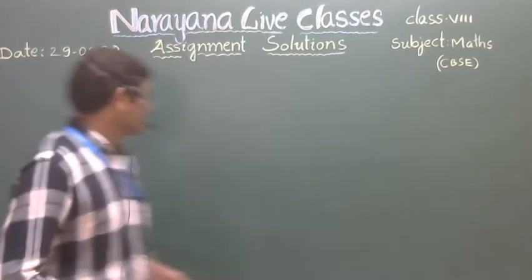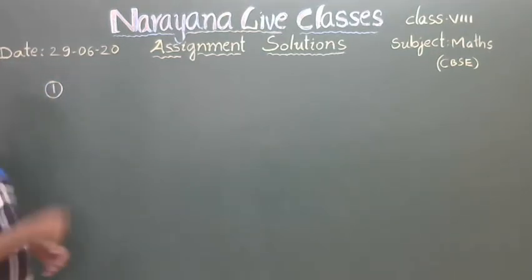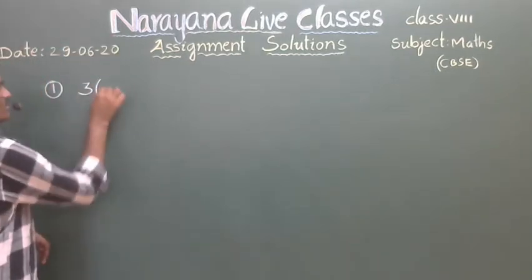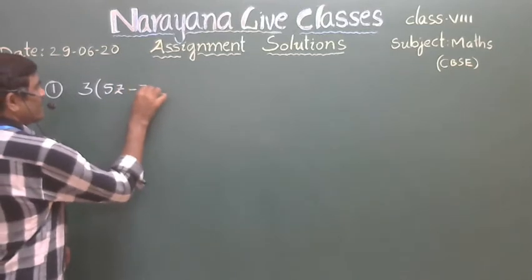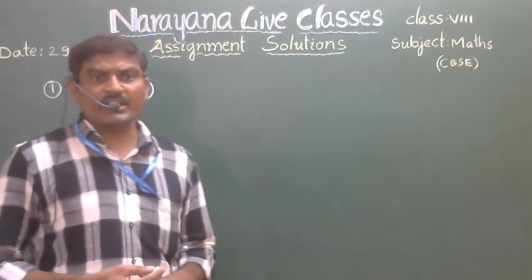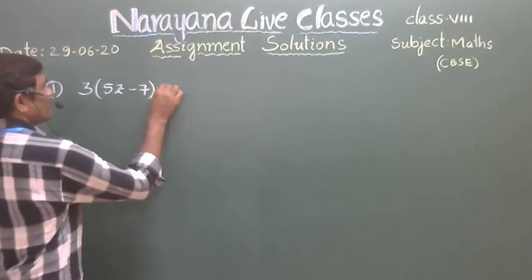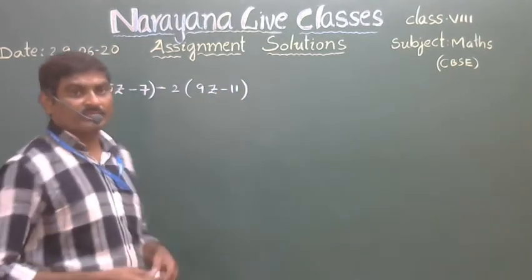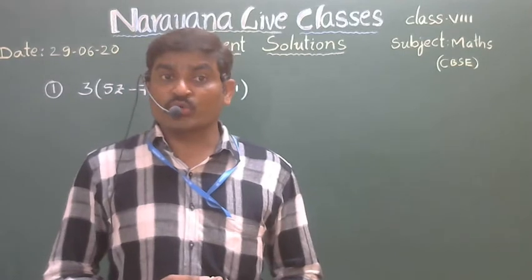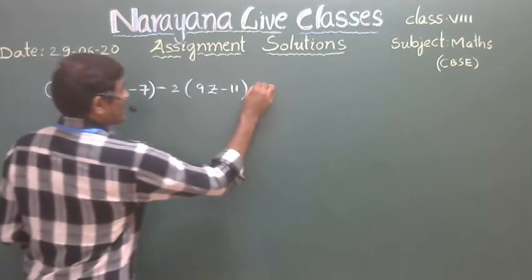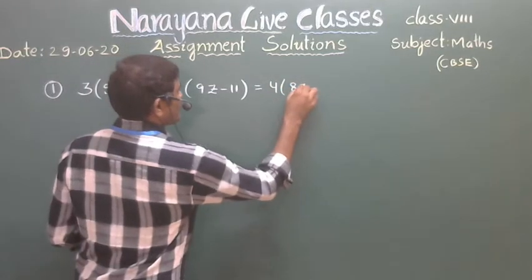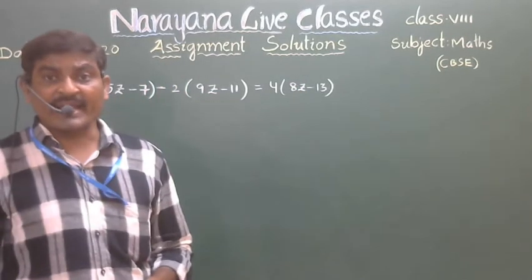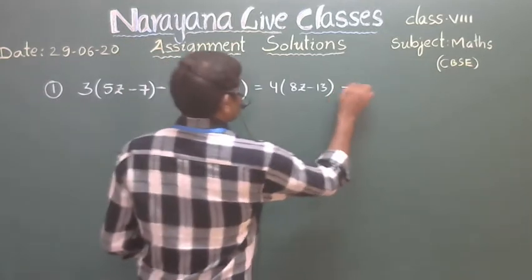The first question is 3 into 5z minus 7, minus 2 into 9z minus 11, equal to 4 into 8z minus 13, minus 17. This is the question.